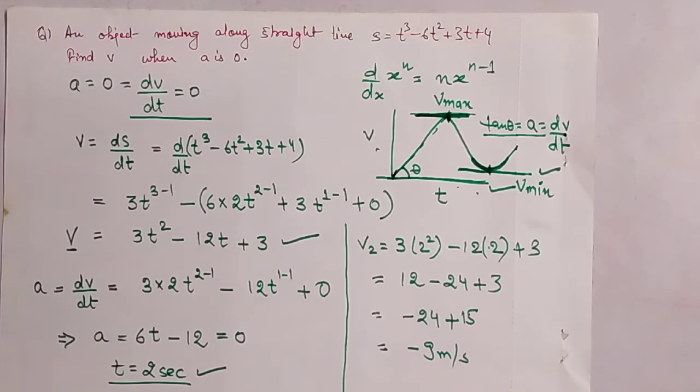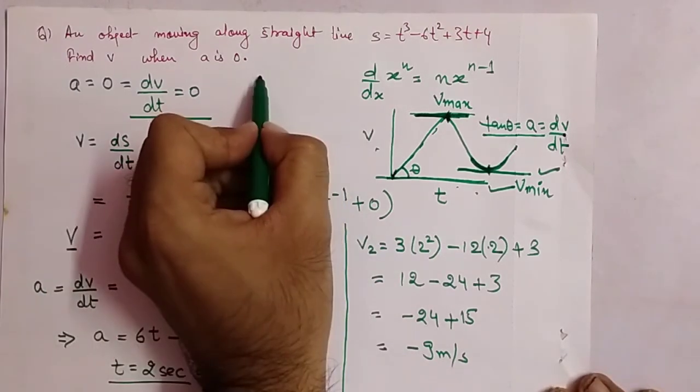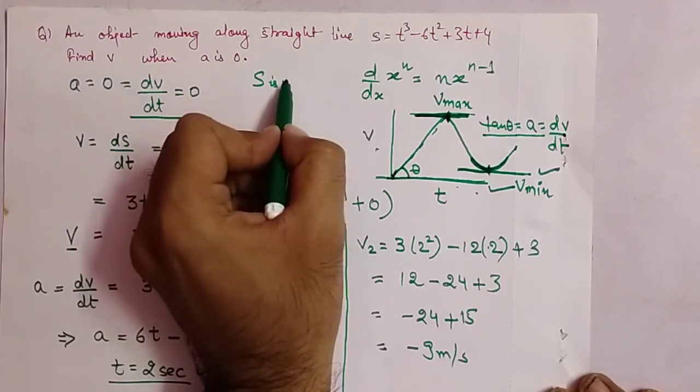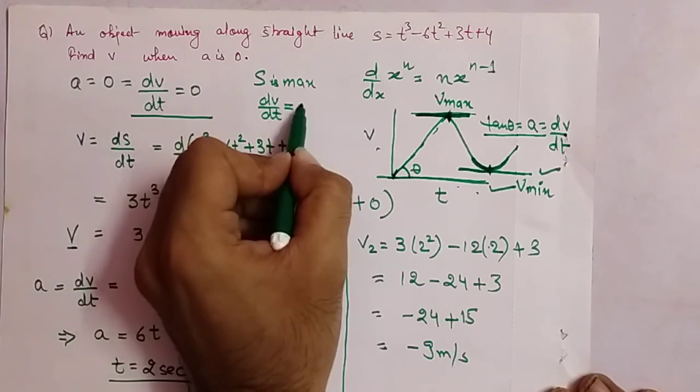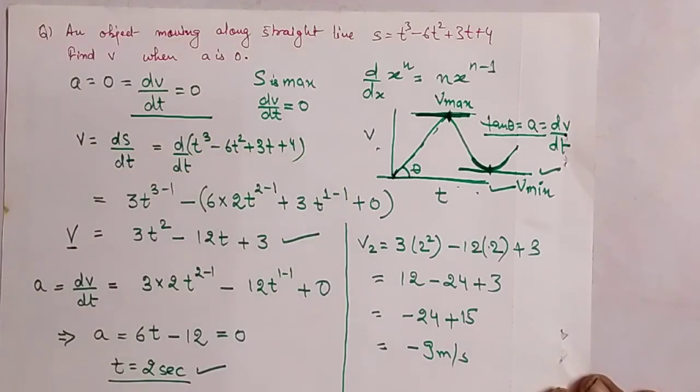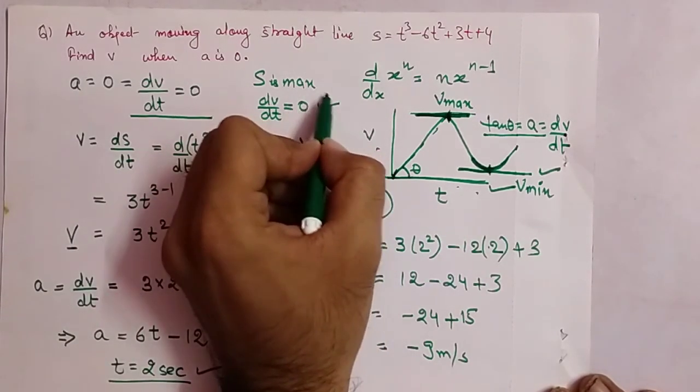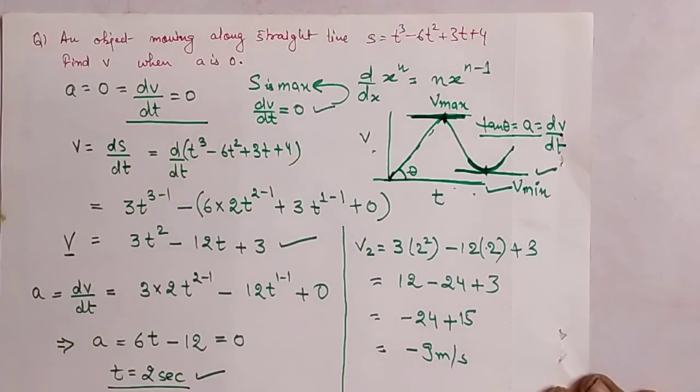Alright, so similarly, if it is asked what is the maximum displacement that your body can cover, in that case what we will do, the slope of the displacement time graph should be 0. That means S is maximum when ds by dt becomes 0. So when you get the time with this equation, now put the time back into the displacement equation, you will get your maximum value of displacement, or it could also be the minimum value of your displacement.